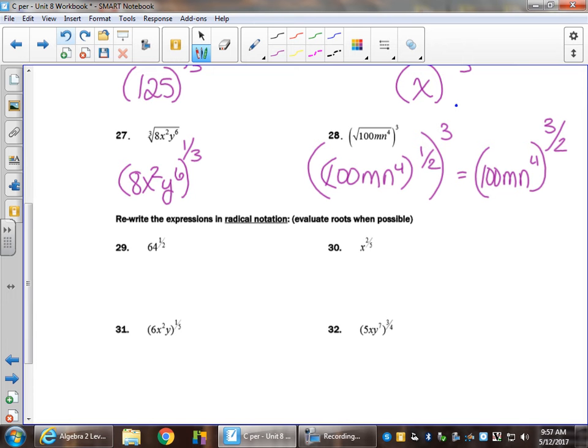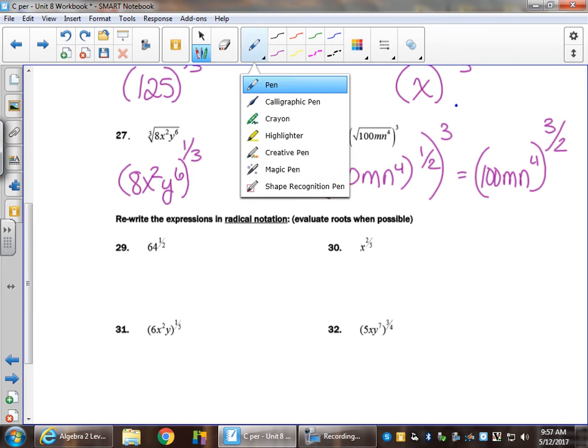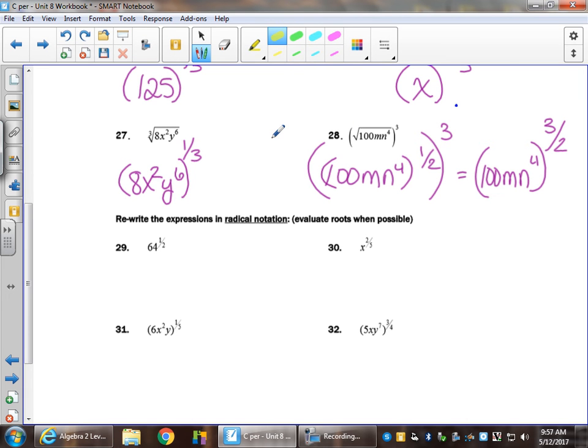So what I did first was just the inside piece. I just looked at the inside. This is the square root of 100 m n to the 4th, yes? Well, square root is associated with what rational exponent? It's the same as raising something to the 1/2.